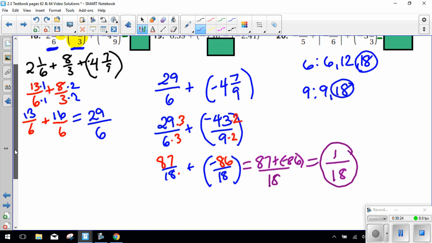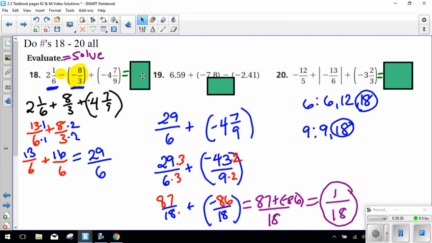So let's take a look here. Number 18. 1 over 18. All right, I'm going to erase the board and start on number 19.